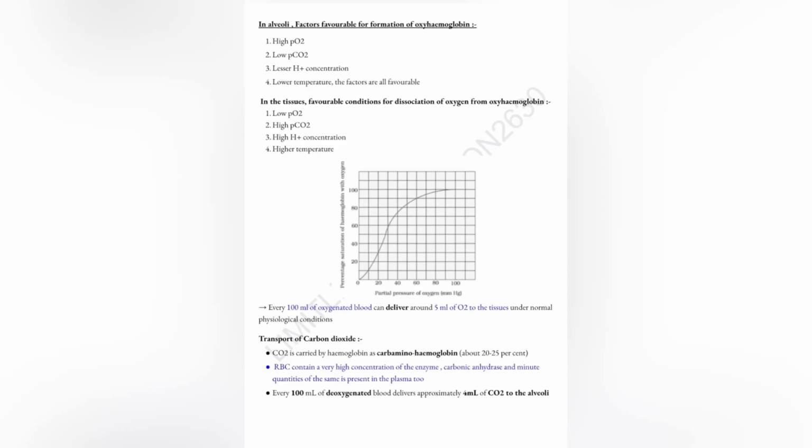Coming to the transport of carbon dioxide. Carbon dioxide is carried by hemoglobin as carbaminohemoglobin, about 20 to 25%. RBC contains a very high concentration of the enzyme called carbonic anhydrase, and minute quantities of this carbonic anhydrase are present in the plasma too. For every 100 ml of deoxygenated blood, it delivers approximately 4 ml of carbon dioxide to the alveoli.